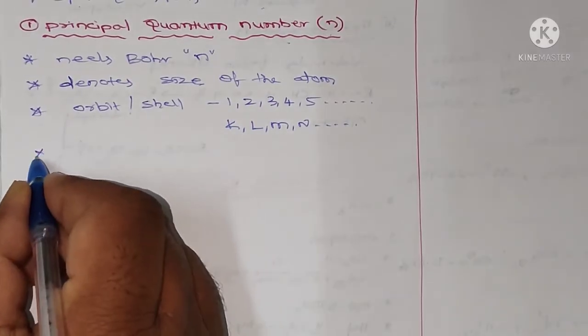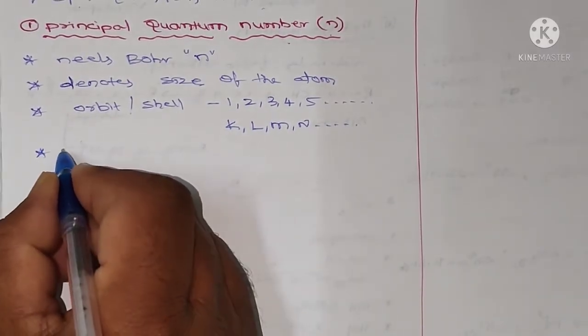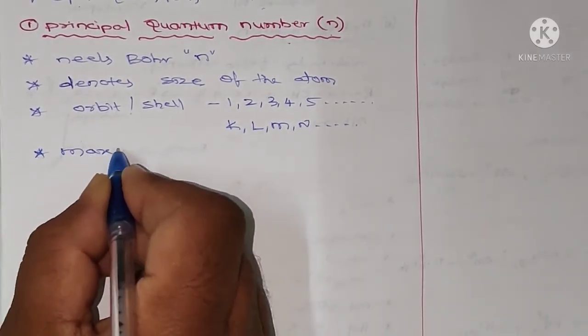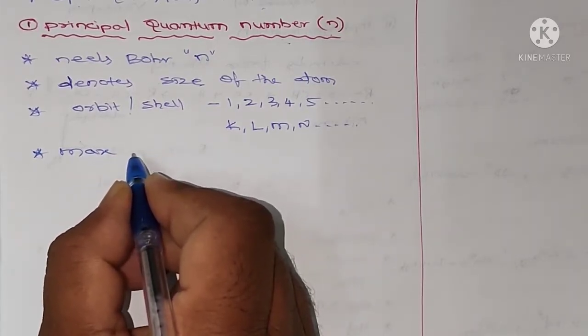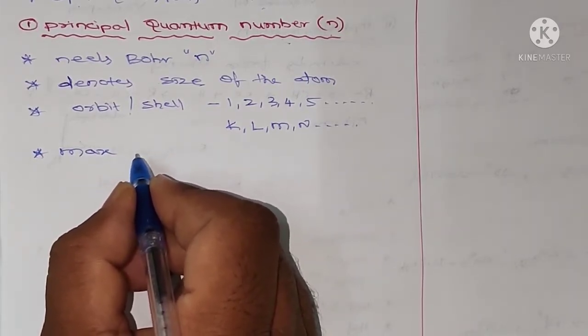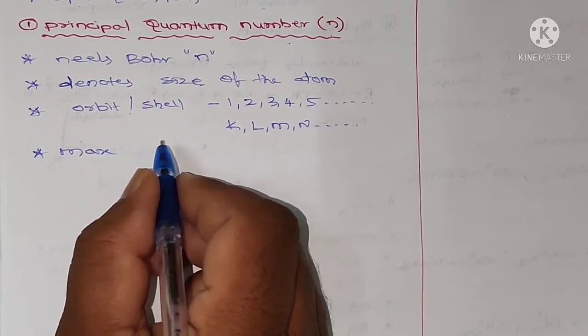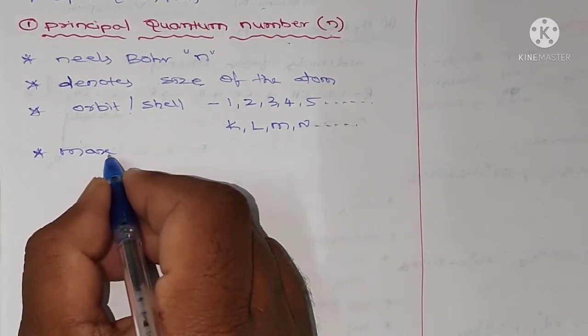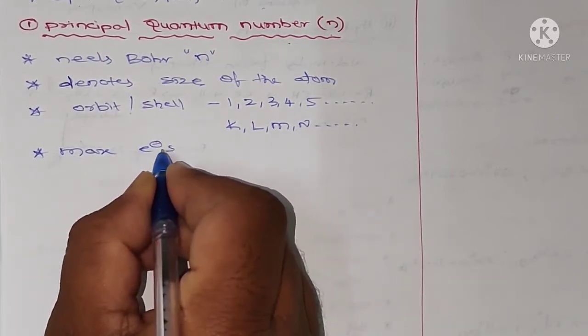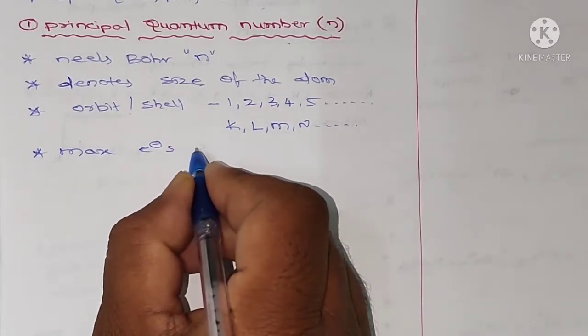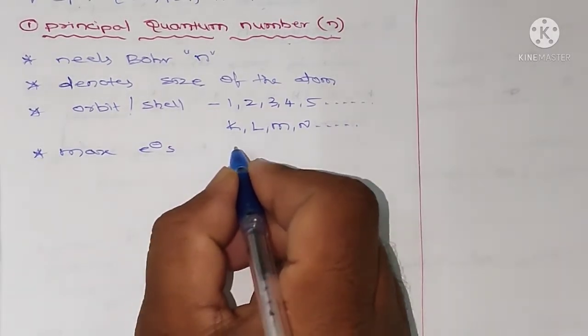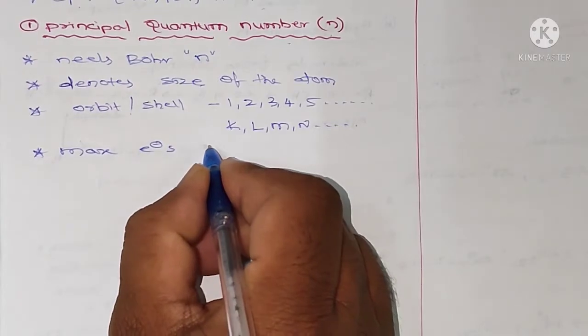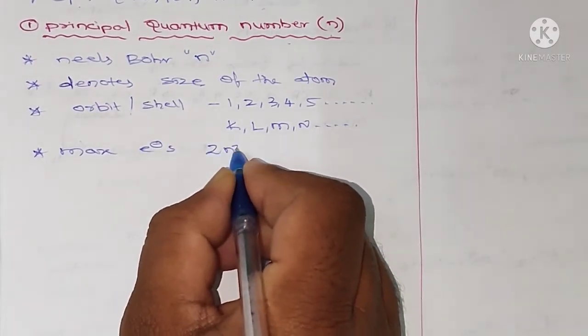And the maximum electrons present in any shell or orbit is given by 2n square.